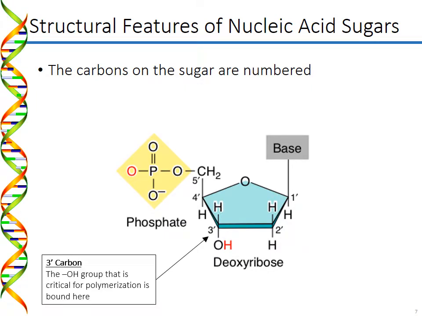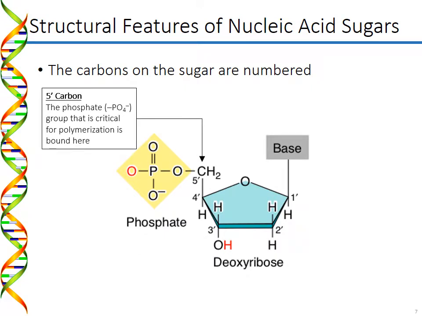The 3' carbon has a hydroxyl group, and when we look at polymerization in the upcoming slides, we'll see that this particular hydroxyl group is critical in order to form the DNA or RNA chain. The 4' carbon essentially has nothing particularly special about it, except that it has the 5' carbon attached to it. The 5' carbon is not actually part of the ring. As you can see, it is bound to and above the 4' carbon, but we still number that as the 5' carbon.